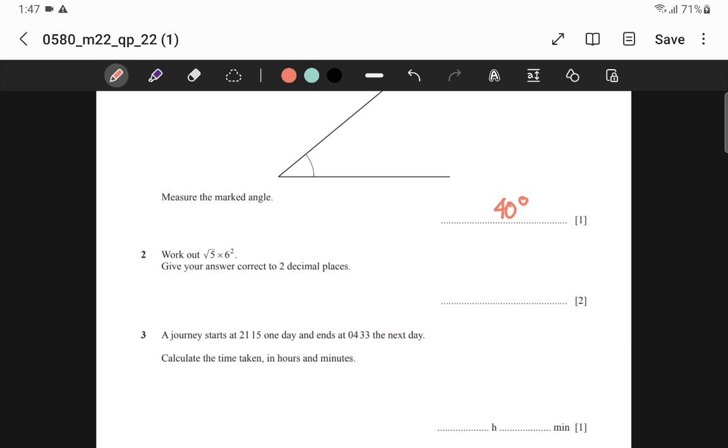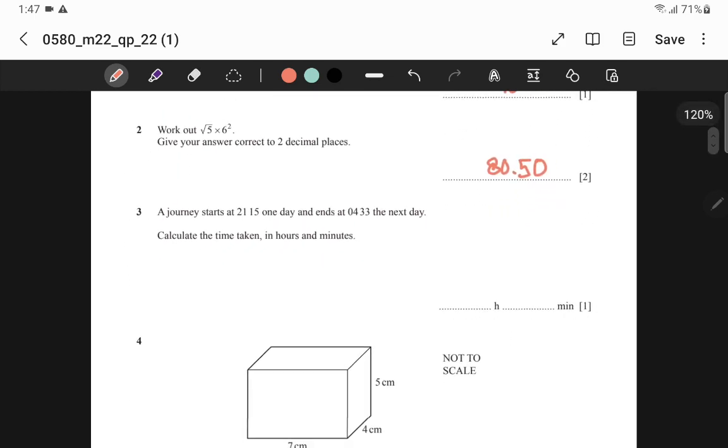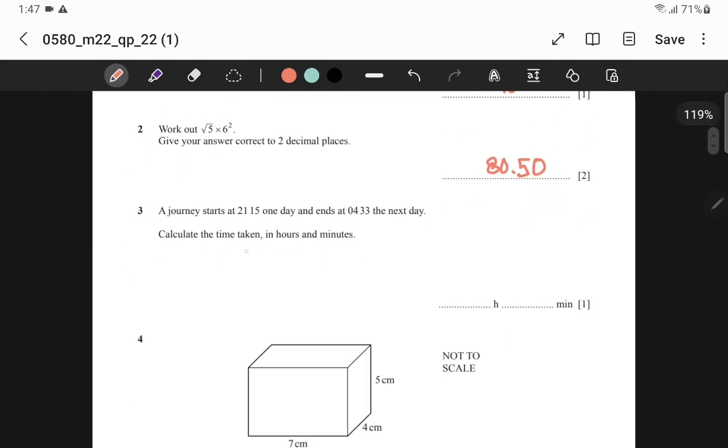Square root of 5 times 36. 6 squared is 36, right? Rounded to 2 decimal places. So 50. No, not 50. 80.50, right?